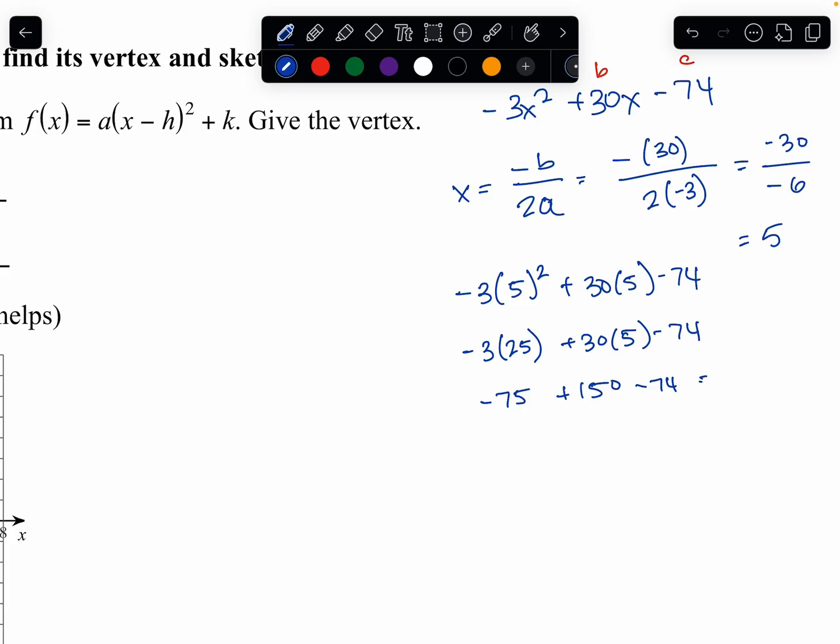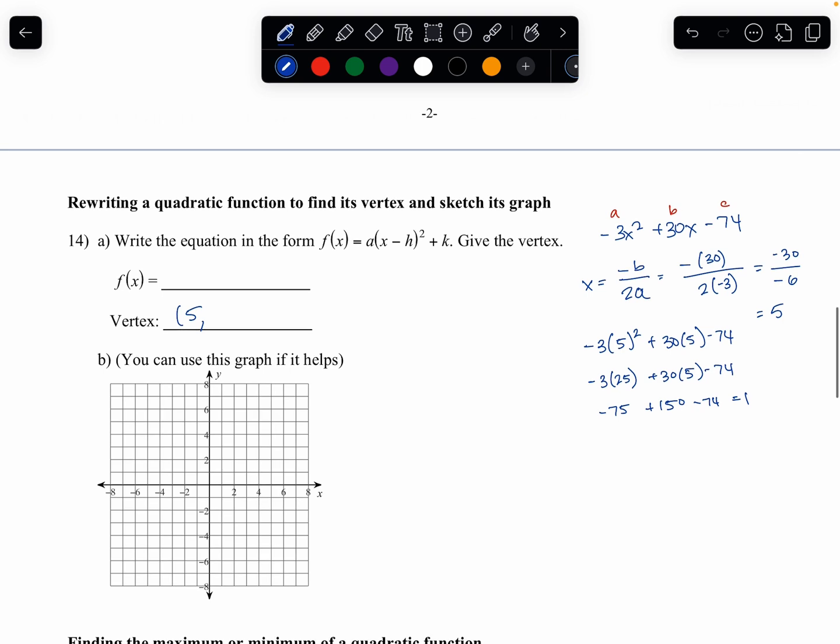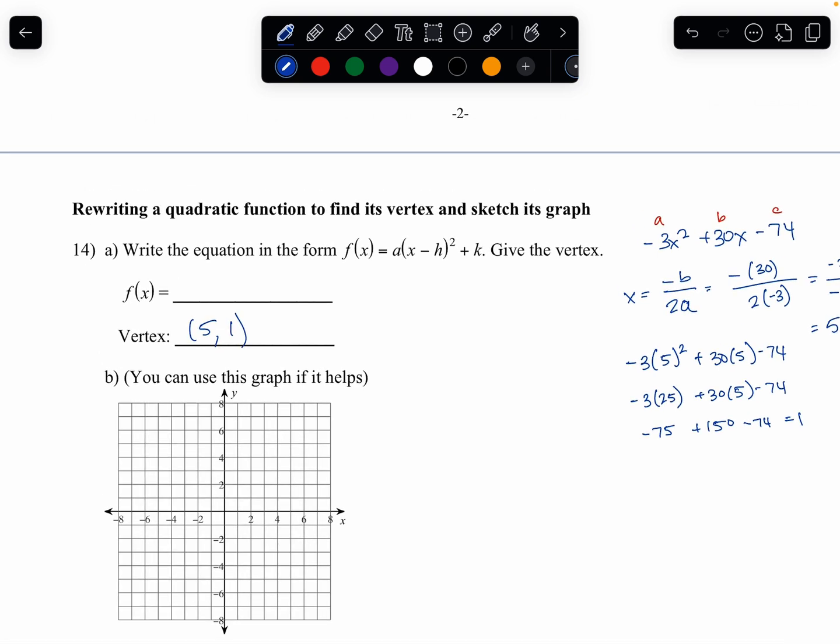Yep, that comes out to be 1. So that's the y value. All right, so I found my vertex first, but that's okay because that's going to help me find the equation here. So for f of x, for the vertex form, the a value is just going to be the same. So I know it's going to be -3, and then x minus, or plus, we'll wait and see.